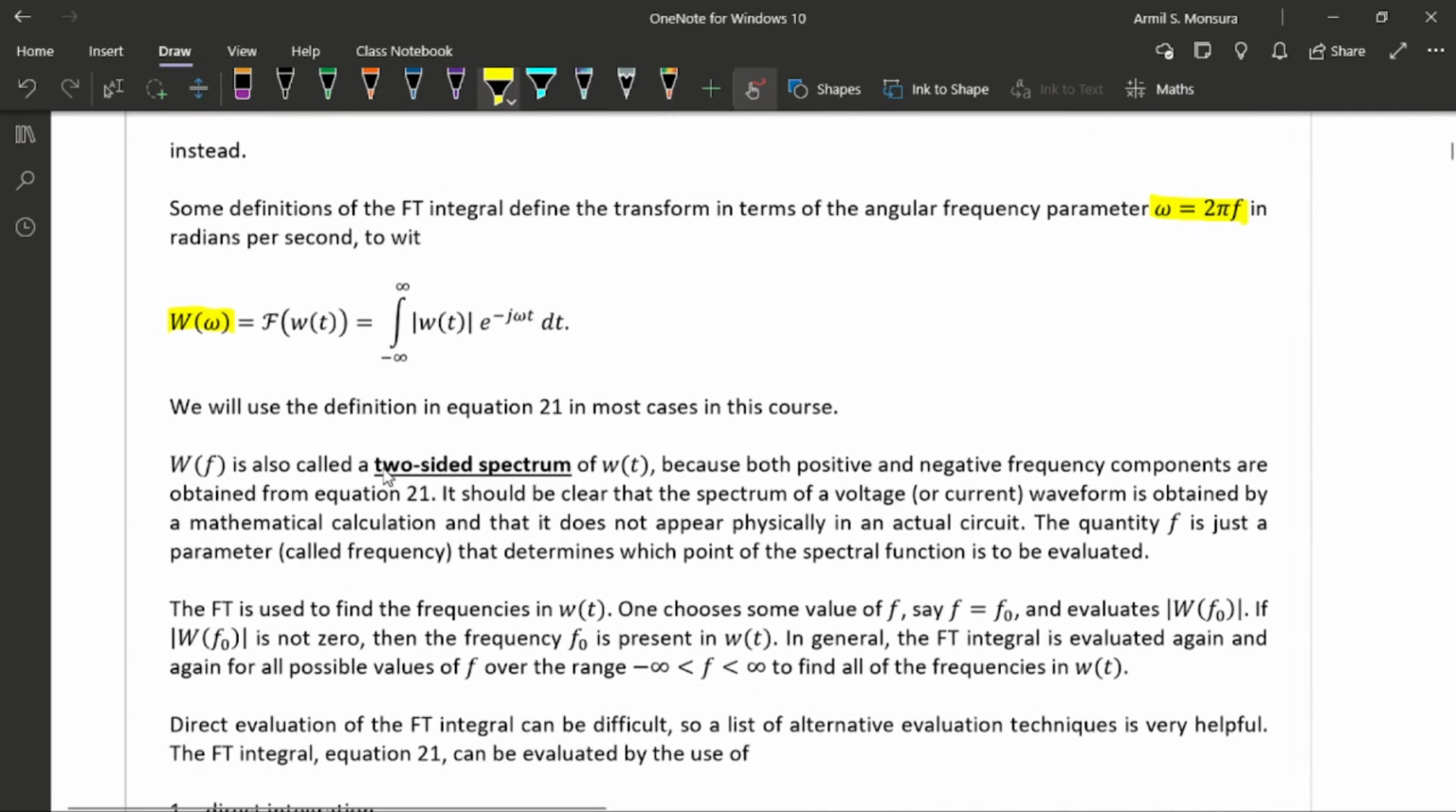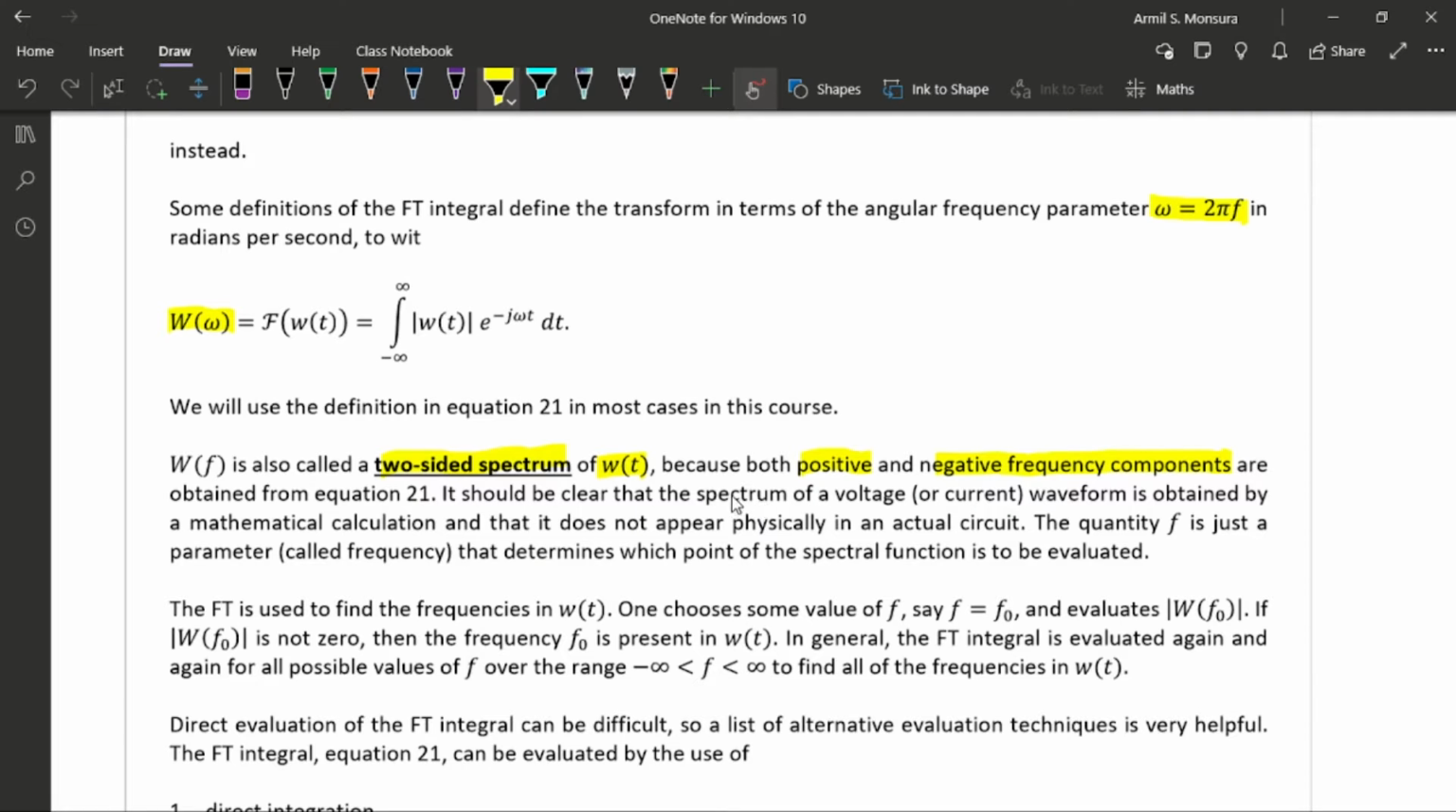W(f) here is called a two-sided spectrum of w(t), our waveform, because both positive and negative frequency components are obtained. We will learn that your frequency components consist of positive and negative frequencies. So mathematically, you have positive and negative components, and we will be able to express the spectrum in terms of these positive and negative frequency components.